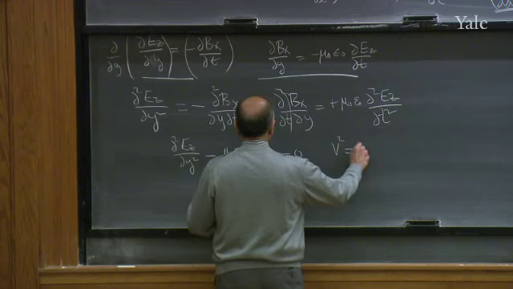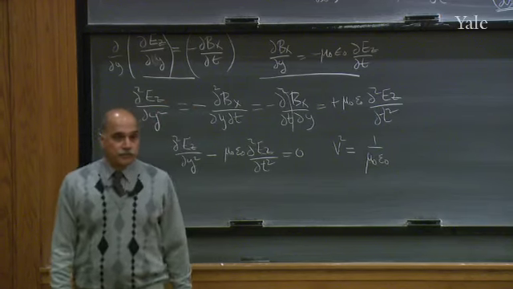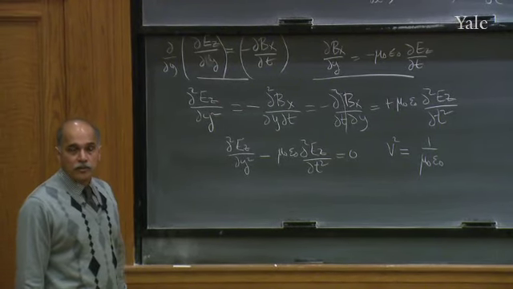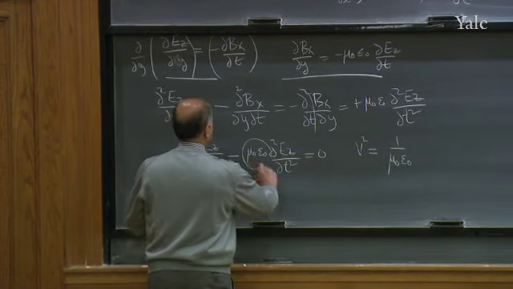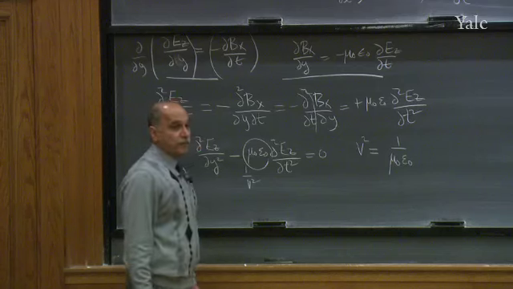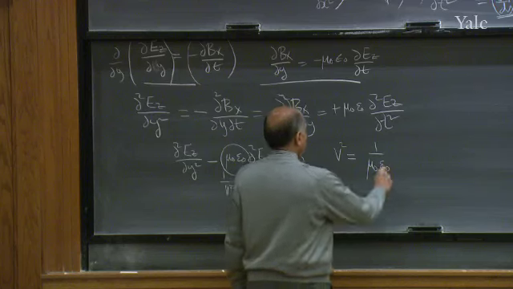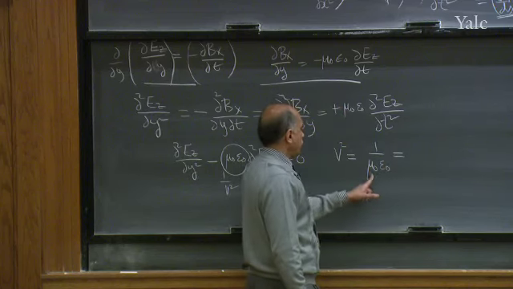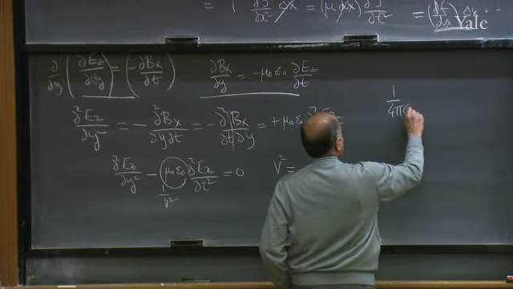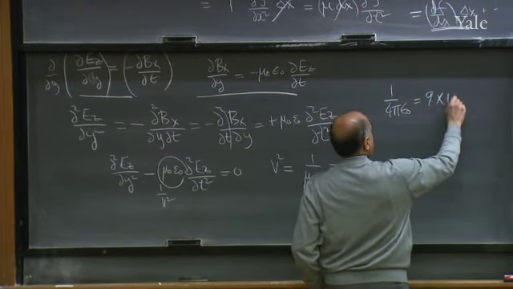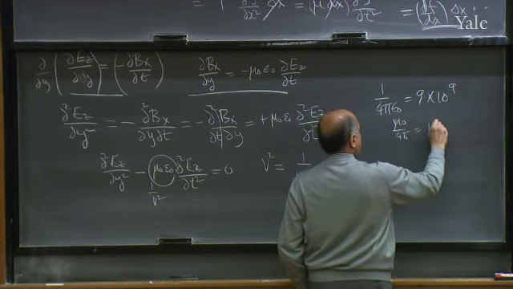V squared will be 1 over mu 0 epsilon 0. Right? Because this thing that comes in the wave equation is the 1 over v squared term. Then you go back to your electrostatics and magnetostatics and find out what these numbers are. And I remind you that 1 over 4 pi epsilon 0 is 9 times 10 to the 9, and mu 0 over 4 pi is 10 to the minus 7.